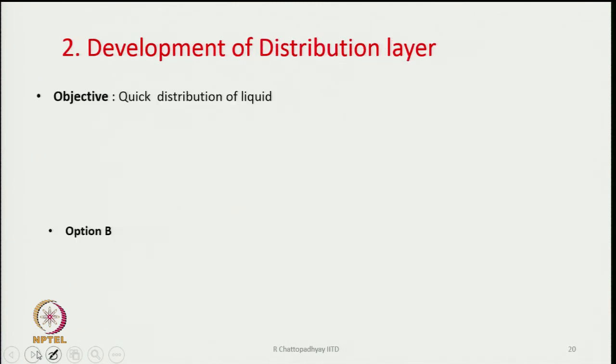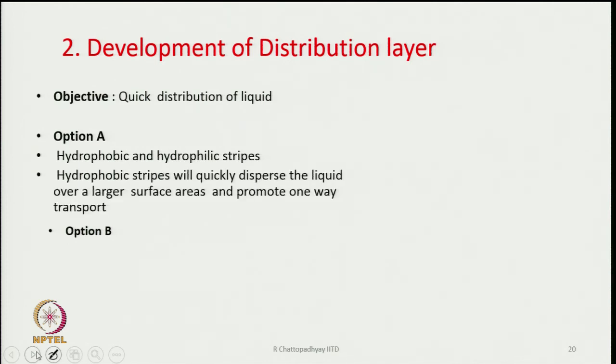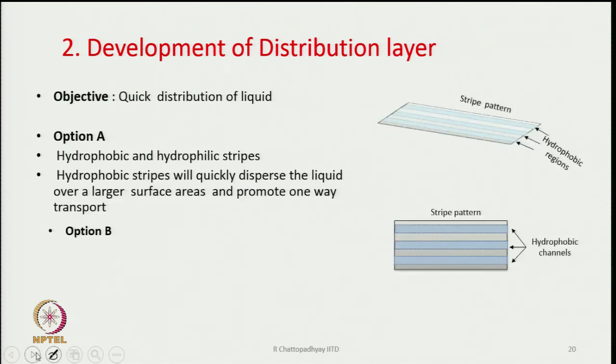The option B is, I will come to that now, development of the distribution layer. There are two ways we can do it. See, the first layer is basically to accept the liquid as it is coming out with a certain force, and then immediately pass it to the next layer. And if it goes to the next layer, it is better that it is distributed, so that the entire absorbing area participates in absorption immediately.